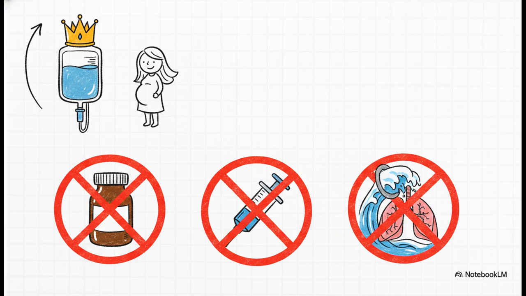But just as important as knowing what to give is knowing what not to give. Examiners absolutely love offering you harmful adjuncts as trap answers. Do not give glucocorticoids. Do not give mannitol. And absolutely, under no circumstances, give large fluid boluses. Unlike standard sepsis management, flooding a severe malaria patient with fluids is incredibly dangerous and can trigger deadly pulmonary edema.